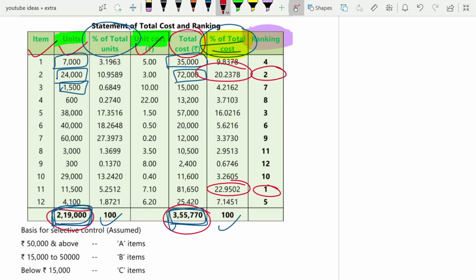Next is 16%, so it is rank number 3. Likewise you have to rank all the items. Here the rank goes from 1 to 12, I guess. Yes, so from 1 to 12 they have ranked all the items based on their total cost.